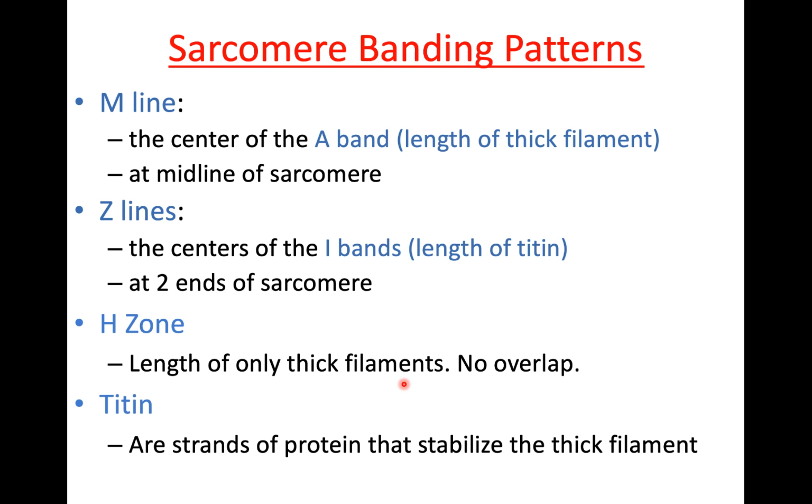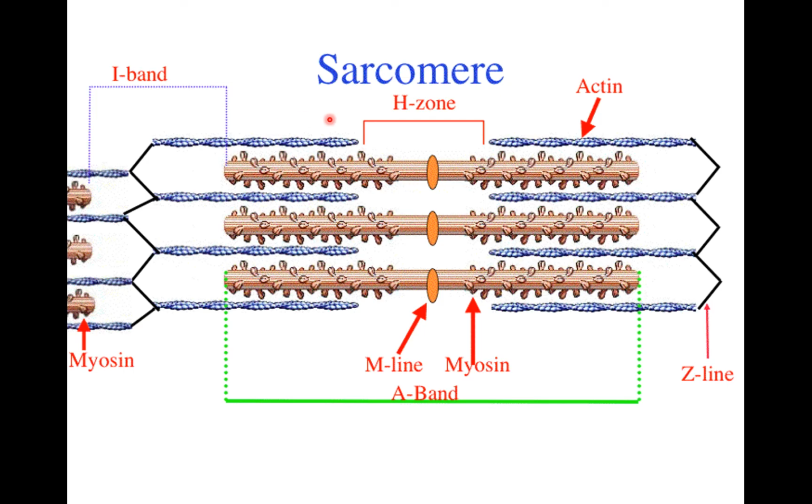Now structurally, I'm going to use a very similar picture, and I'm not going to read over this right now. You can read over this on your own. I'm going to go over it verbally with this illustration with you. So here from one Z line to the other Z line is one whole sarcomere. So this whole thing is a sarcomere. The thin filament is called actin. The thick filament is called myosin.